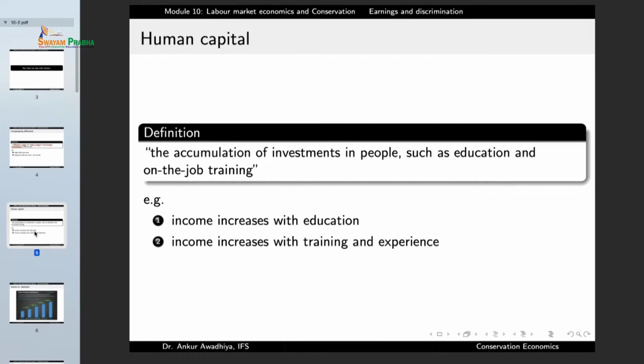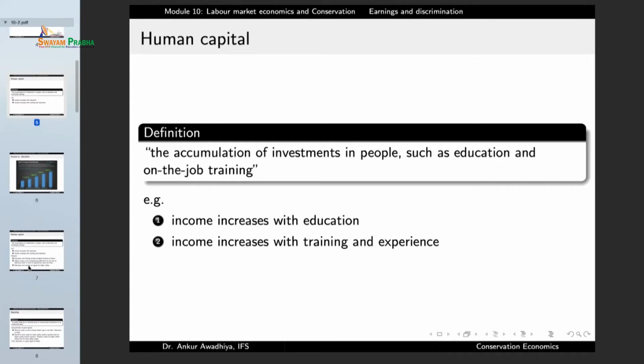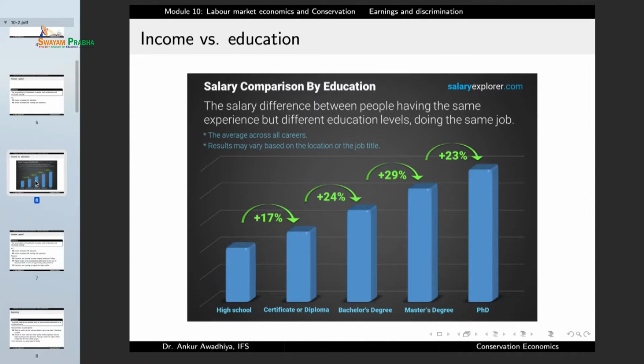It is an accumulation of investment in people, that is, how much investment has been accumulated in a person by means of things such as education or on-the-job training. A good example is that income increases with education, and income increases with training and experience. So what we are observing here is that we have people with the same experience but different education levels doing the same job.